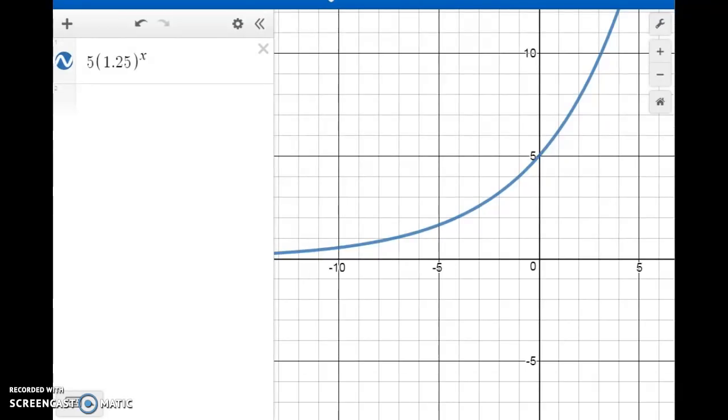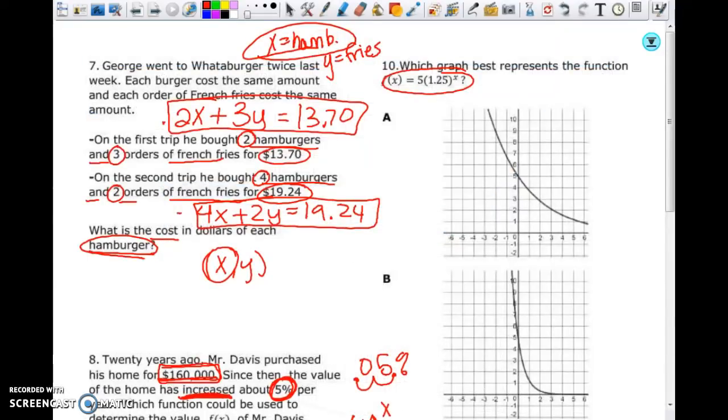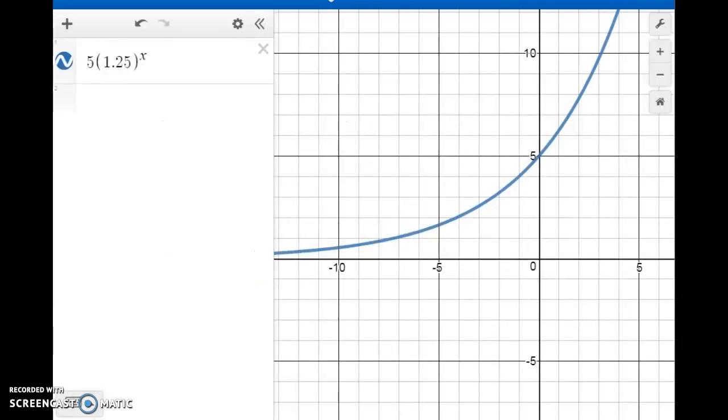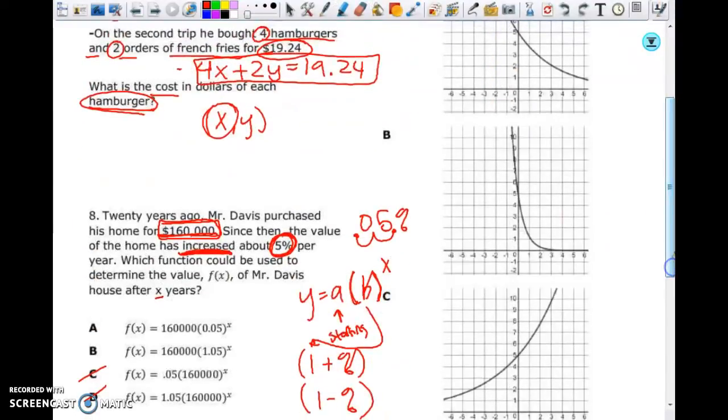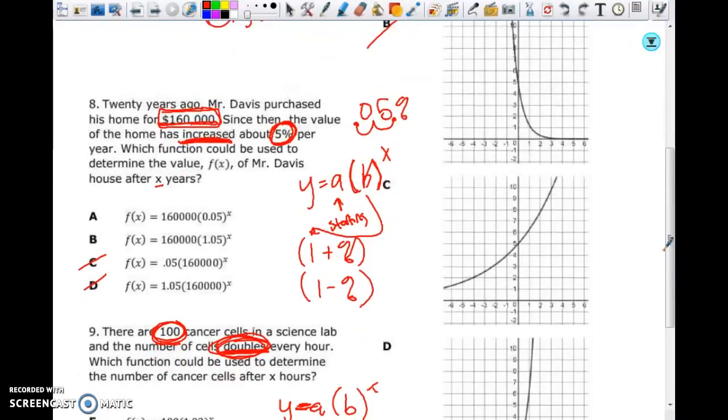I'm going to walk you through a little bit. Again, all you got to do is match a graph. We know that this graph is going up. This one's going down, so can this be it? No. This one's going down. No. Alright, so we're either looking at C or D.